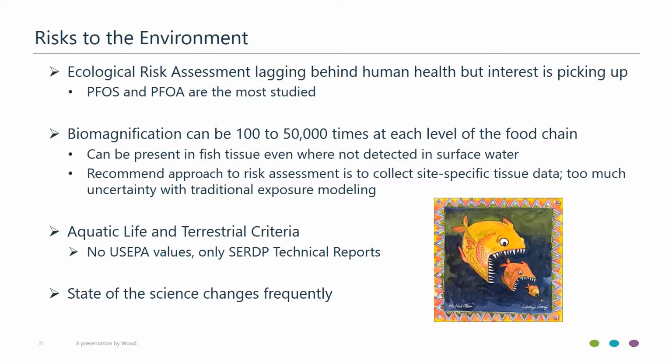But typically the approach at this point is to try to collect site-specific tissue data, as opposed to trying to do exposure modeling, which is exactly the same as for human health. Our typical exposure models weren't created for PFAS, and they don't tend to work very well with PFAS. So the predictions can be very off, and they can be off in various directions, whereas when you actually collect tissue data, it gives you a very accurate sense of what's happening. There are no US EPA values at this point for the aquatic life and terrestrial criteria, but the state of science is changing very quickly. So, watch this space. Next slide, please.